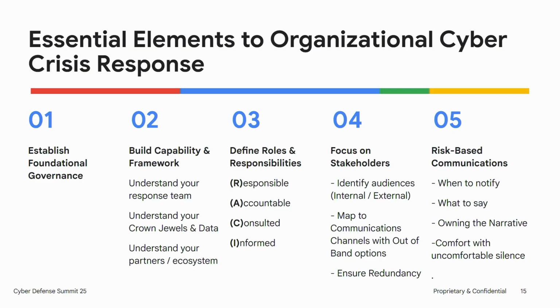The second area we've talked about, crown jewels and data. Mapping that out, understanding it, making sure you're on the same page with your different business units across the organization. And then that partnership in those ecosystems, understanding where you're integrated. Those are part of the key elements that we think about.